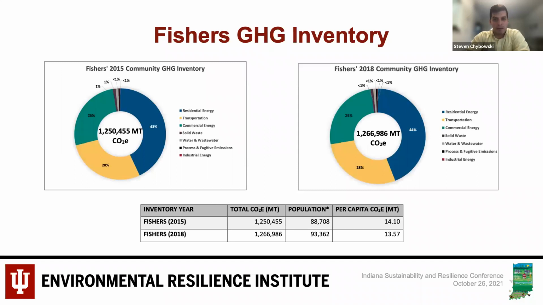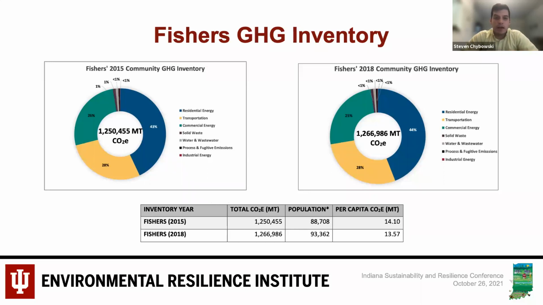So I want to give you an example of what these inventories look like here in Indiana. Here, I'm using Fishers as an example because I actually conducted this inventory on behalf of the city of Fishers. I did 2 different years of inventory so we could start seeing a trend of what's happening in the community. In 2015, you can see that the Fishers community was emitting about 1.25 metric tons of CO2 equivalent. By 2018, the community of Fishers was emitting about 1.26 metric tons of carbon dioxide equivalent.